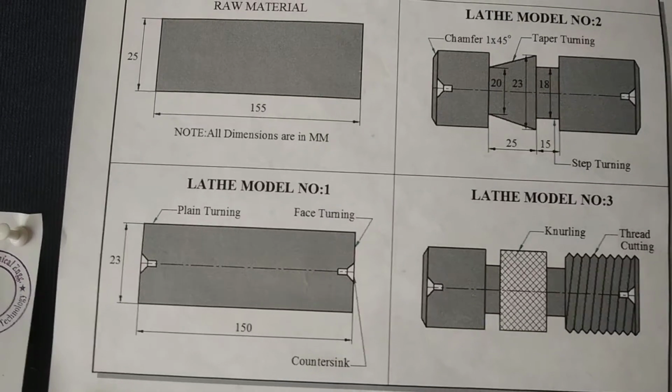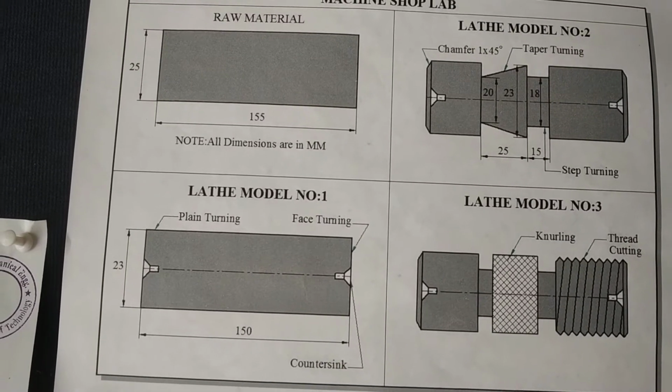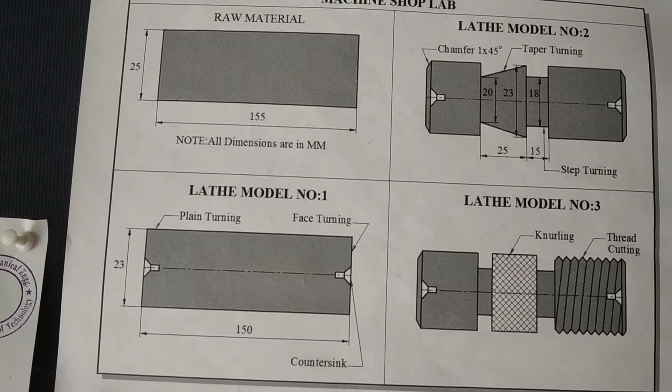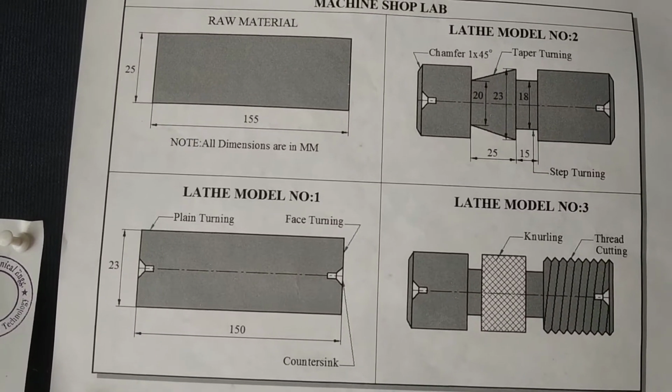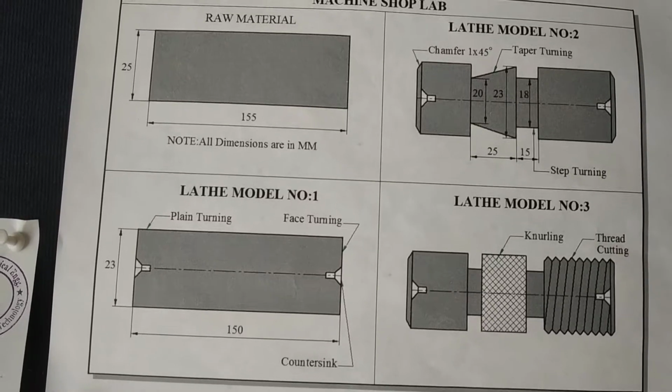In this model, 2 operations are being done. One is plane turning, other one is face turning. That is, to reduce the diameter is called plane turning, to reduce the length is called as face turning.